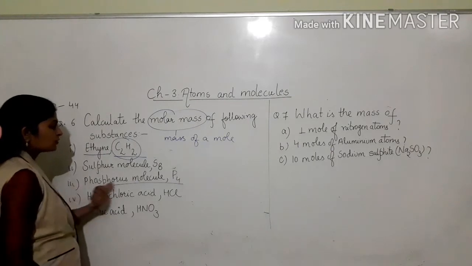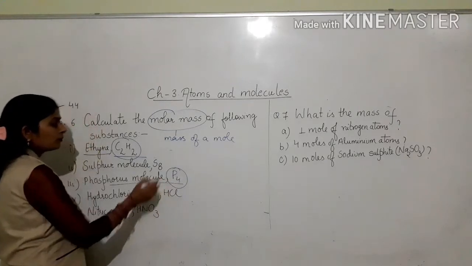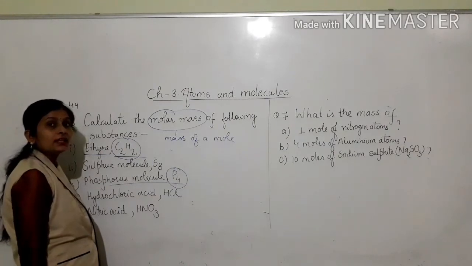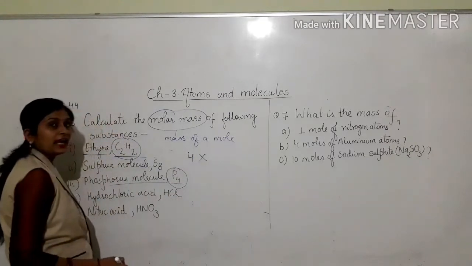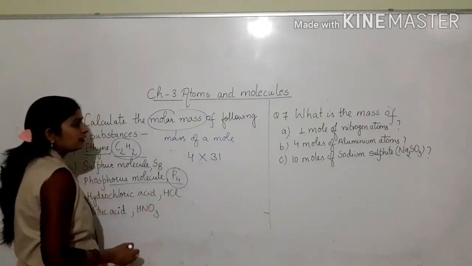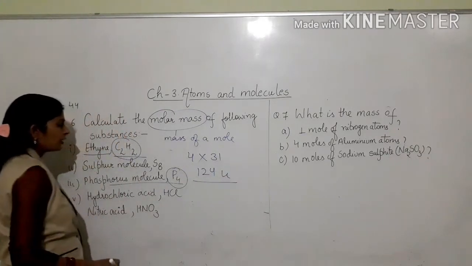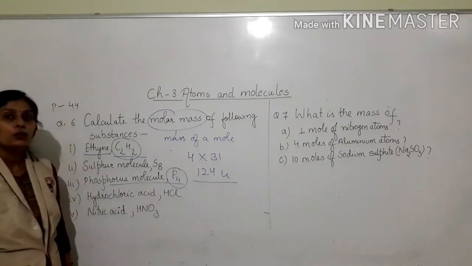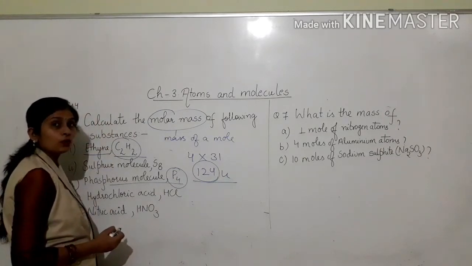The phosphorus molecule formula is P4, so it contains 4 phosphorus atoms. Each phosphorus atom has 31 U mass. So 4 phosphorus atoms will have 4 into 31 U mass. 4 into 31 is 124 U. So what is the molecular mass of the phosphorus molecule P4? It is 124 U, so it has numerical value 124.